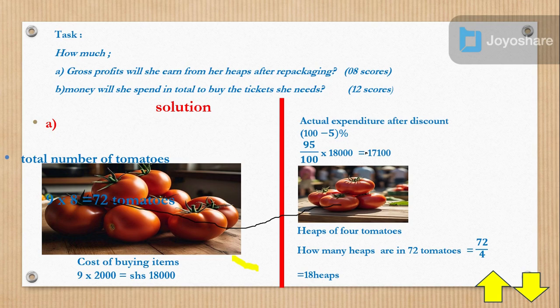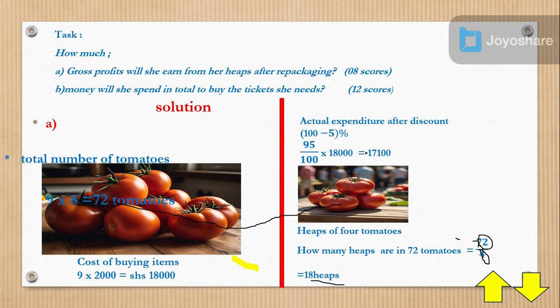Of course, you say that 72 divided by 4, because each heap must have 4. So how many heaps are in 72? When you divide, the answer you get will be 18 heaps.